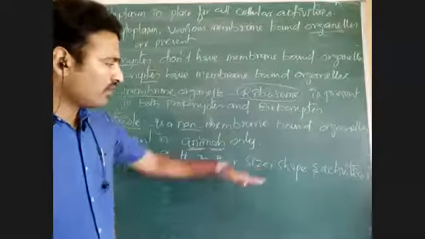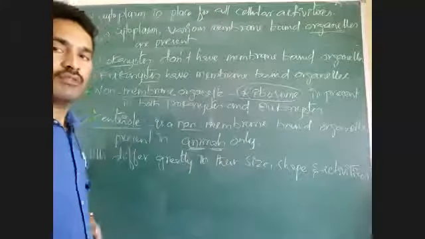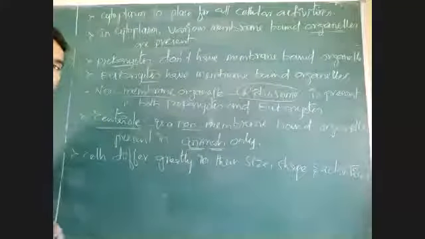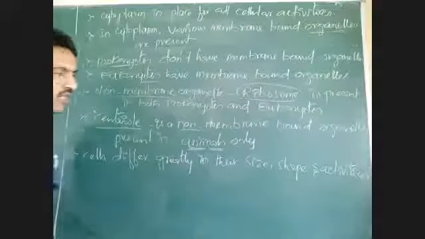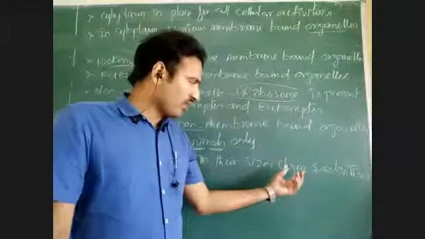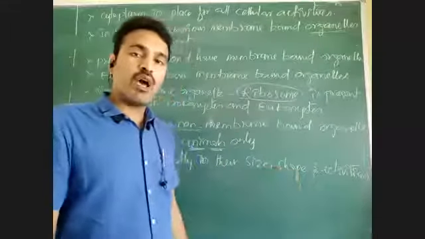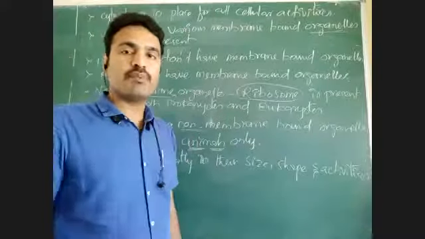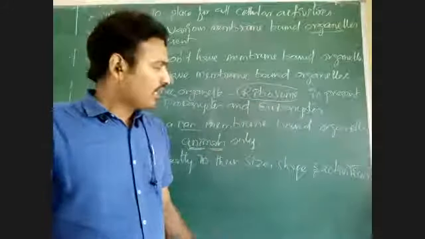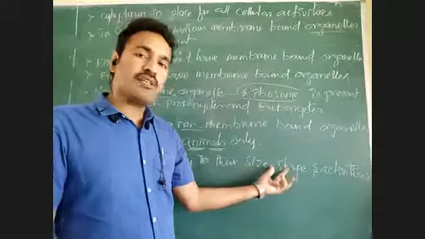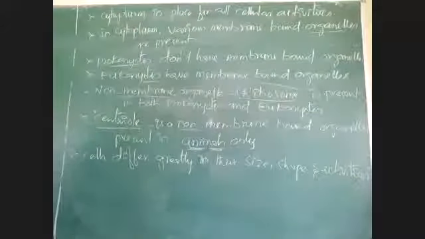See, one by one. Size means some cells are very small in size, like mycoplasma. Some cells may be very large in size. The largest cell on earth is the egg cell of ostrich. Shape of the cell, I will explain that point one by one again. Suppose RBC is biconcave in shape. Nerve cell is an elongated cell. Like that, shape of the cell is based on the function. Cellular activities are different from one cell to another cell.